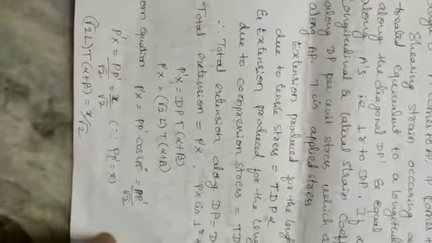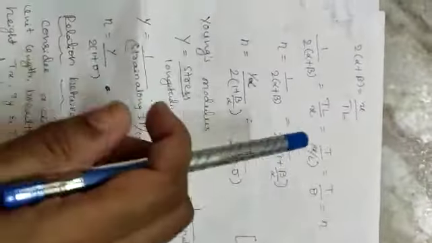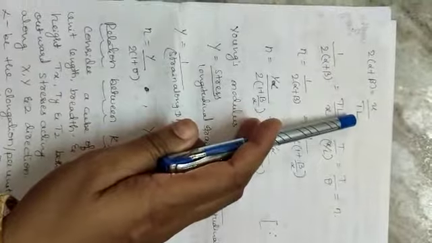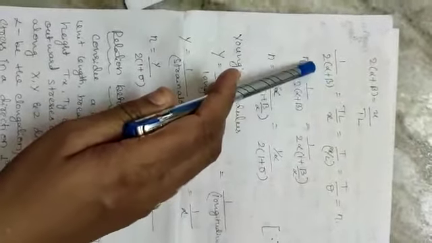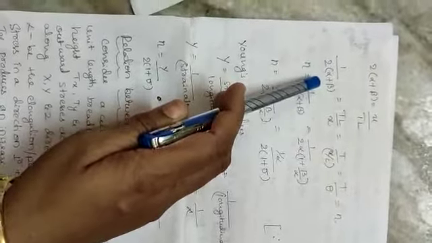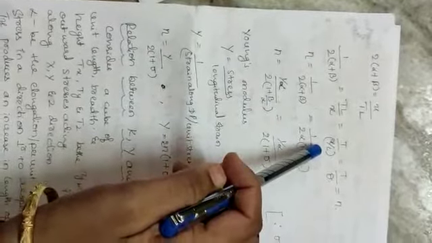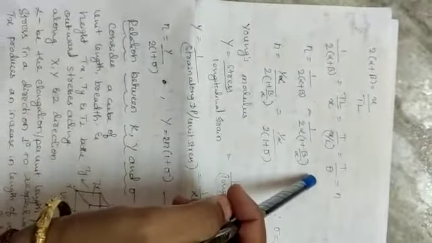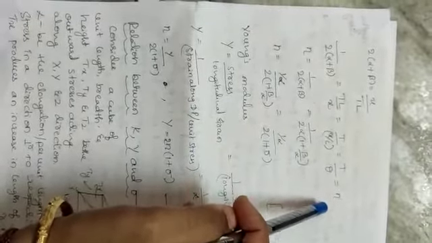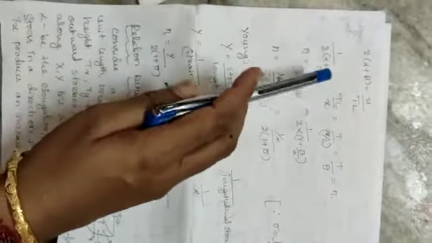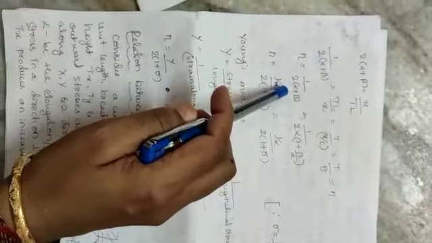Next, see what happens here: this expression is again simplified. After that it becomes root 2 into alpha plus beta equal to X by TL. Next, 1 divided by 2 into alpha plus beta is equal to TL divided by X. So that is considered as T divided by X by L. So that becomes T divided by theta, that is equal to n. Next, n is equal to 1 divided by 2 into alpha plus beta.